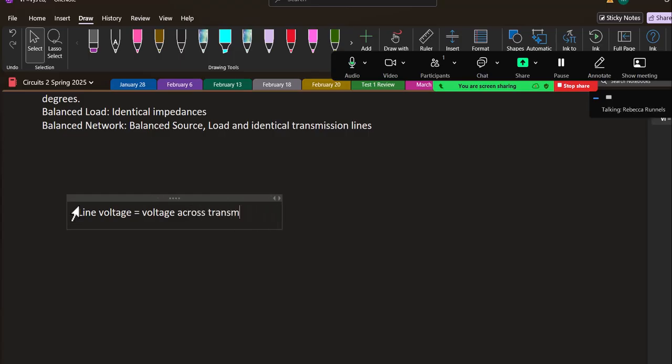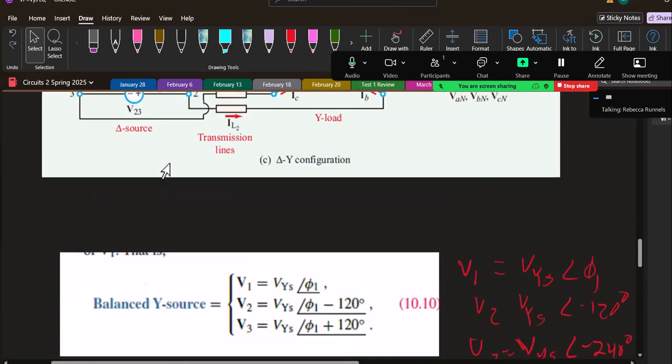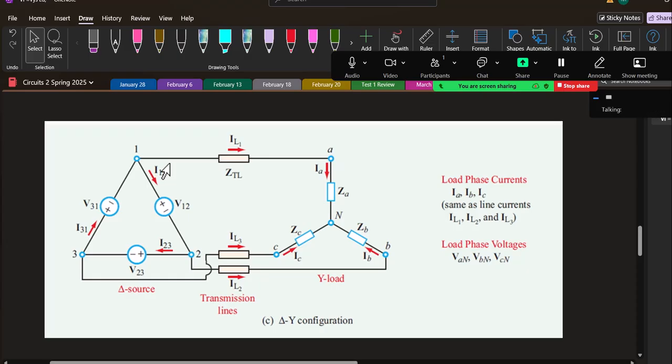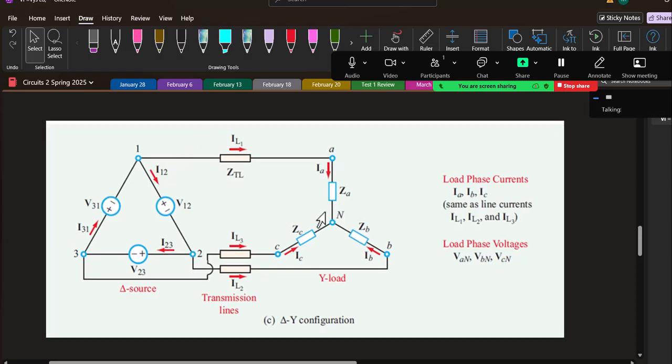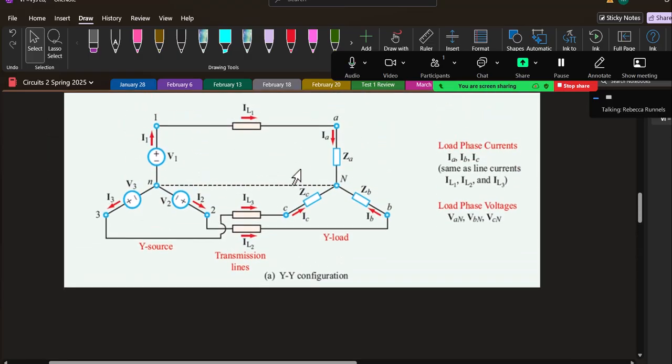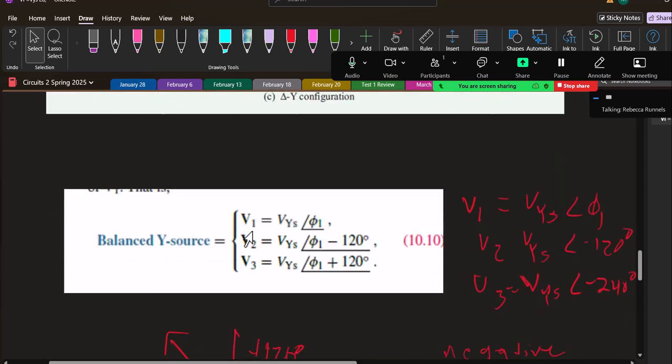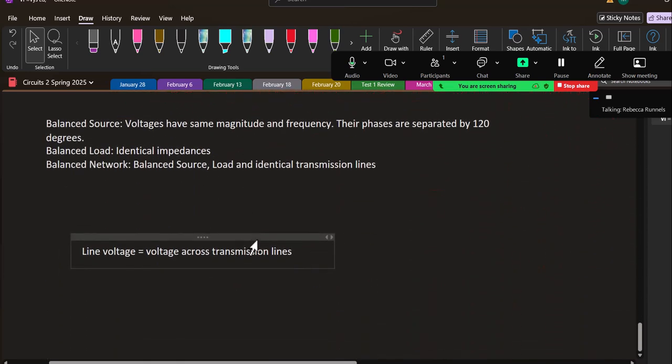Once you know that, you can work backwards to see what that means for the circuit you're talking about. So if I have a Y load, then it'd be the voltage between two of my impedances. If I have a delta load, it's the voltage between two of the nodes. But regardless, when I say line voltage, I mean the voltage across the transmission lines. All right.